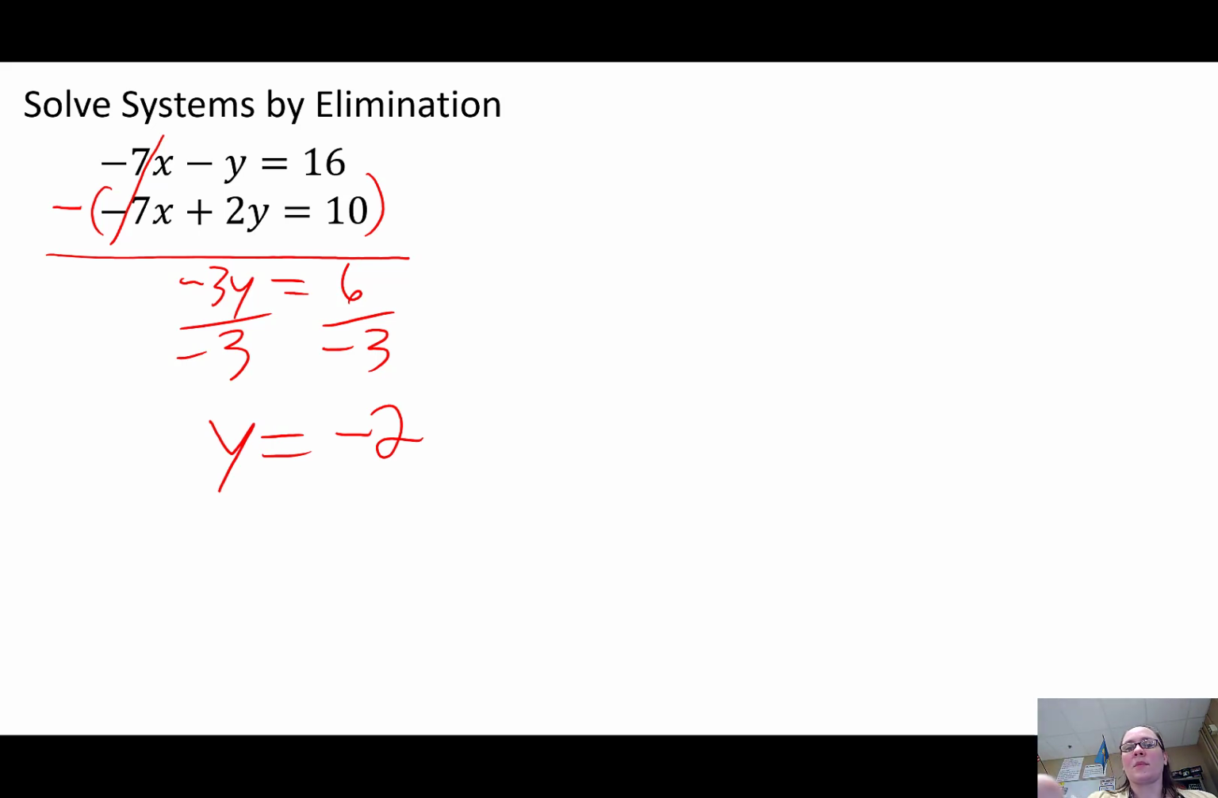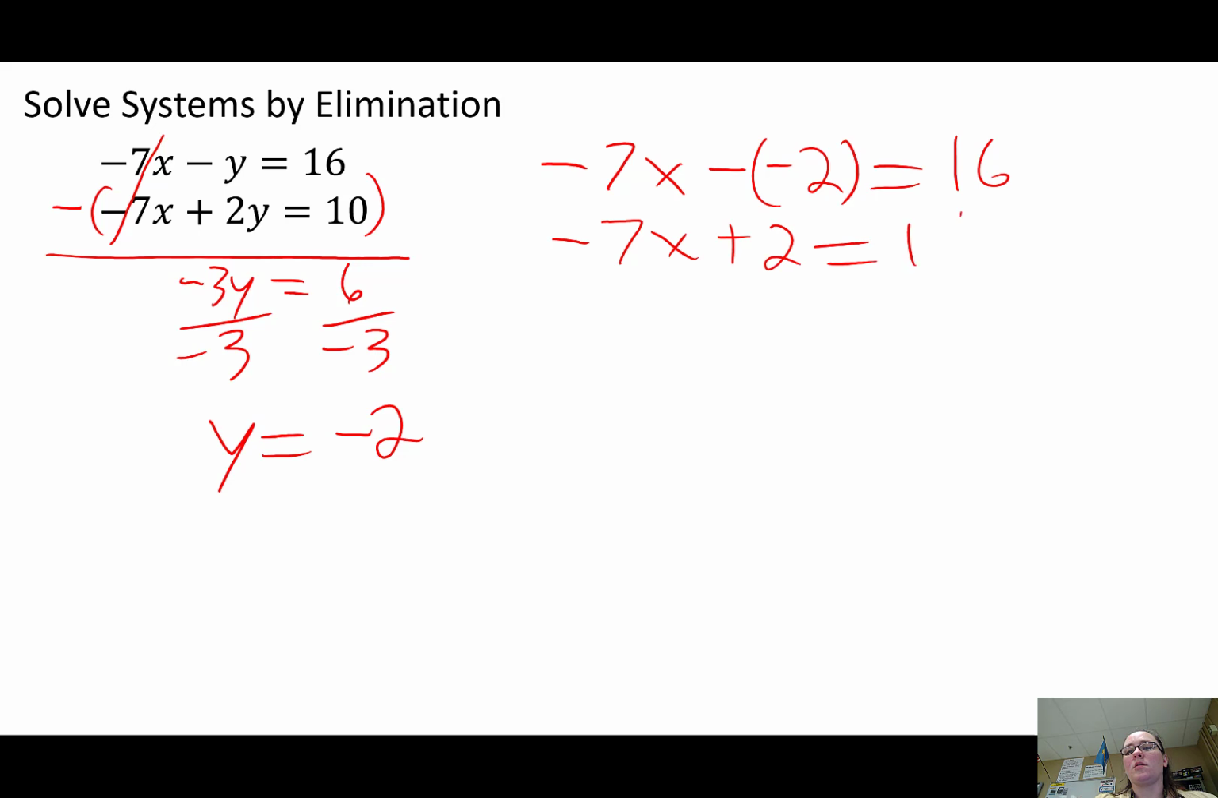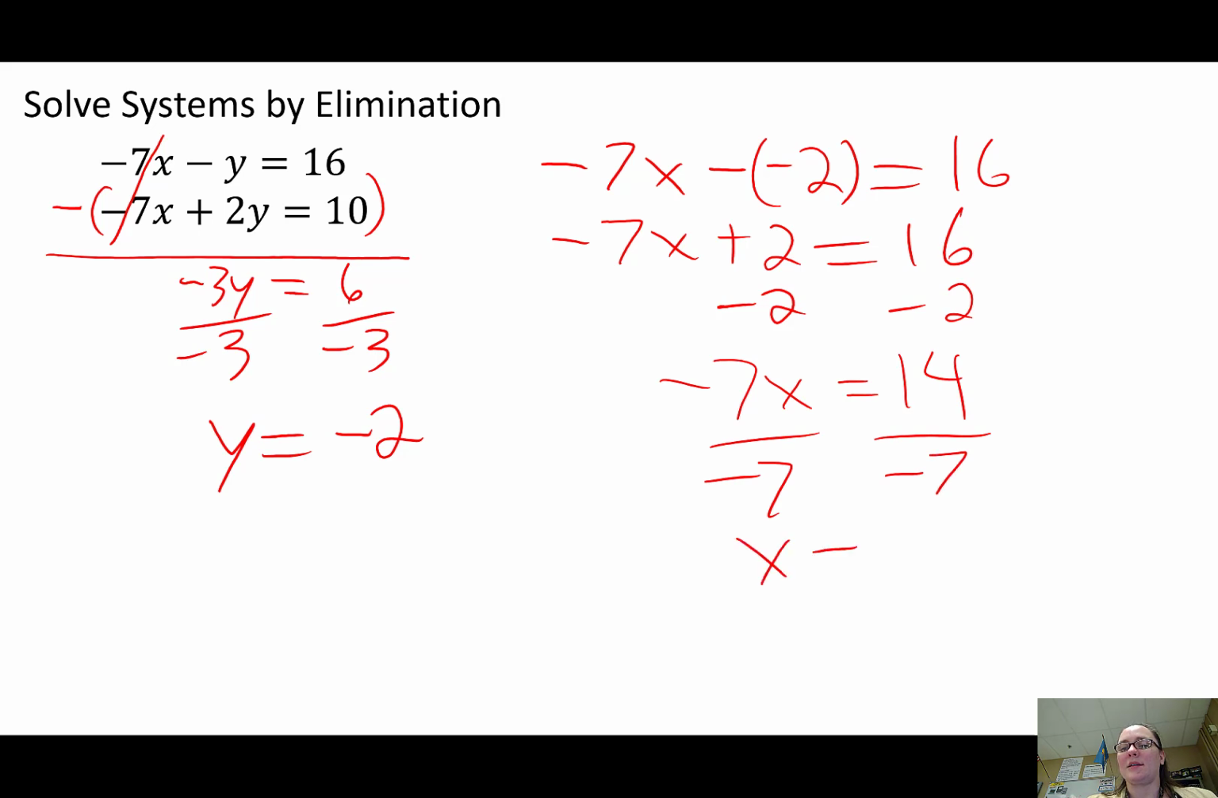So I'm using the top one this time, so we get negative 7x minus, plugging in a negative 2 for y, equal to 16. So we get negative 7x, minusing a negative becomes plus 2, equal to 16. So that means I have to subtract 2 from both sides. Then I get negative 7x equals 14. Divide both sides by a negative 7, and I get x is equal to negative 2. So my solution is negative 2 from my x and negative 2 from my y.